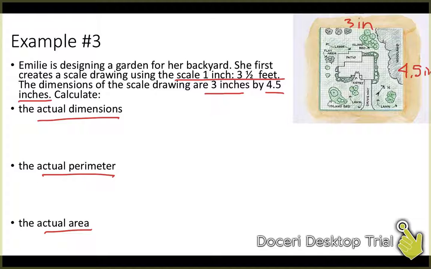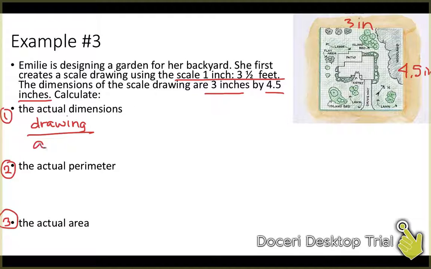So let's get started. Notice here how I have the steps. This is step 1, step 2, and step 3. I have to do step 1 first. So, first thing I need is a guide fraction. What are the 2 things that I'm comparing? I'm comparing the drawing of the garden to the actual garden. So if you think about your scale, I'm comparing inches to feet.